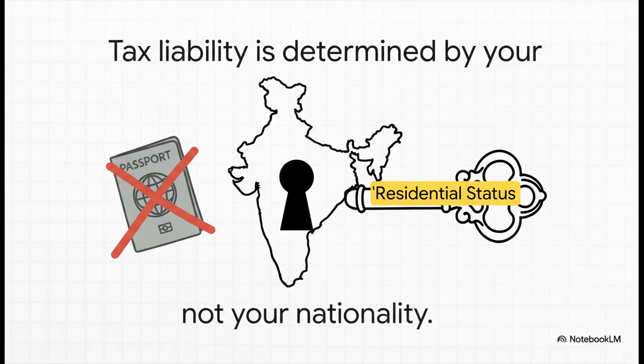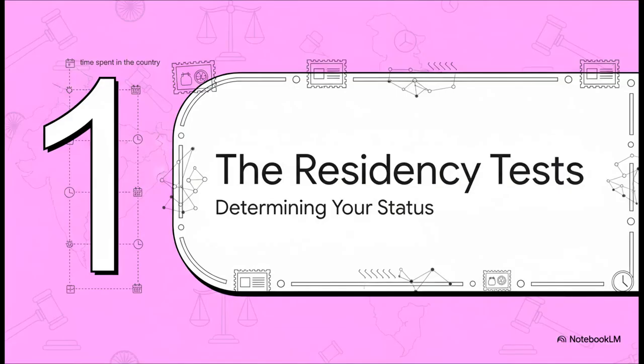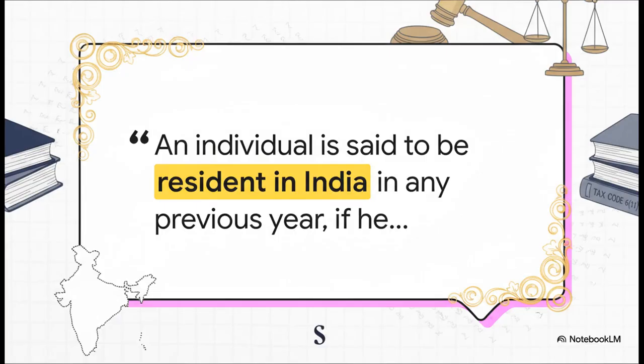So the next big question is, how on earth do you figure out what your status is? Well, that brings us right to the residency tests. See, before we can understand what income gets taxed, we first have to understand how the law categorizes you. And it all comes down to one simple thing: counting the days you spend in the country. Now, this isn't just some vague guideline. It's written directly into the law. Section 6 of the Income Tax Act lays out the exact conditions for figuring this out. So let's crack open the rule book and see exactly how it works.